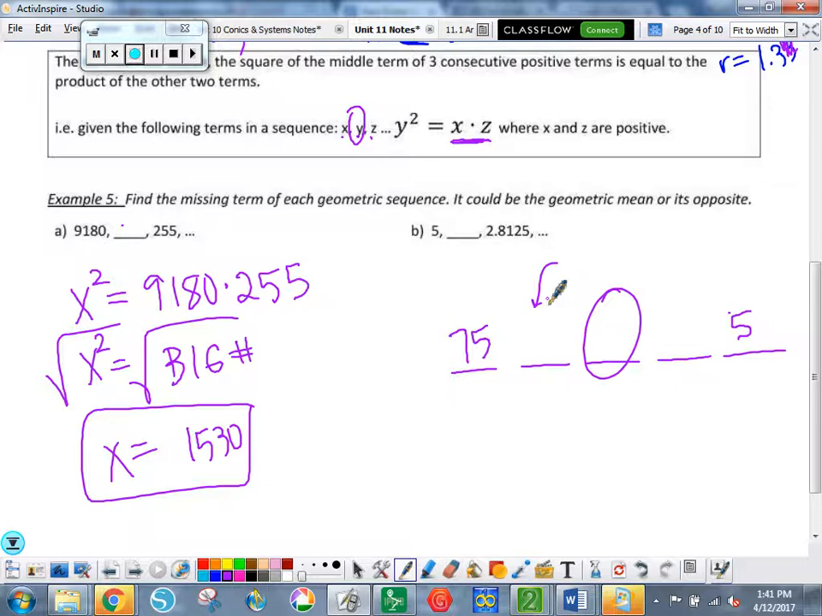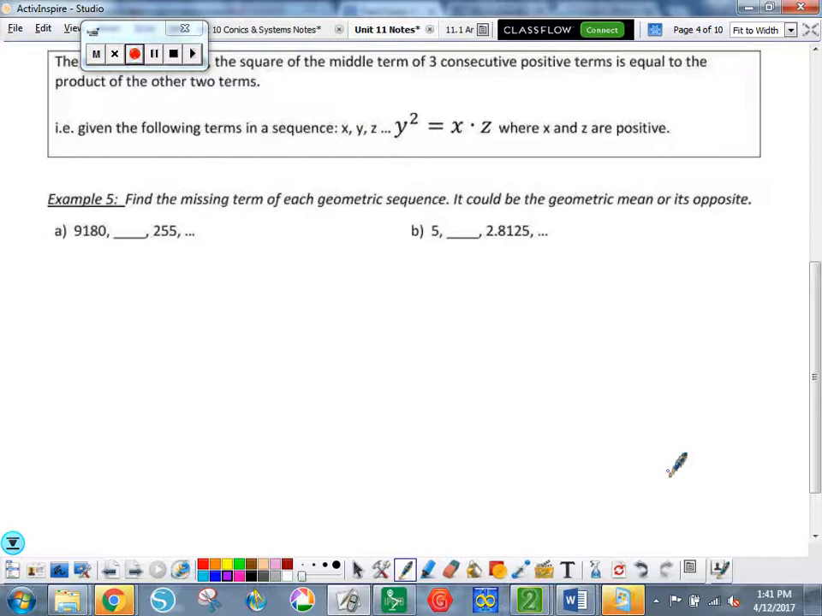Now, using the geometric mean, you're going to take square roots, right? Can you take the square root of a negative? No, so this is assuming that it's always positive, right? That's right. Okay, let's try part B.